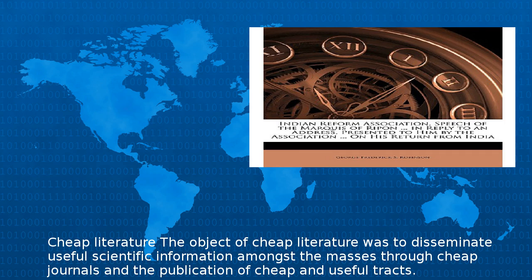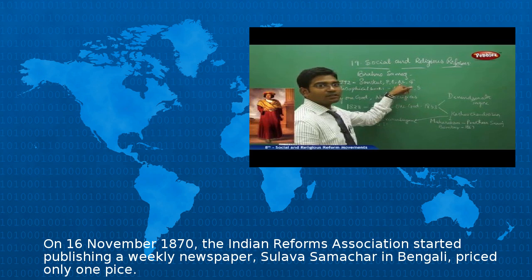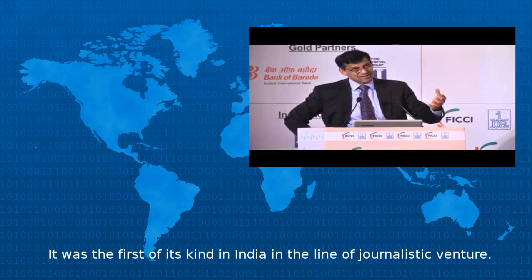Cheap literature. The object of cheap literature was to disseminate useful scientific information amongst the masses through cheap journals and the publication of cheap and useful tracts. On the 16th of November 1870, the Indian Reform Association started publishing a weekly newspaper, Sulabh Samachar, in Bengali, priced only 1 paise. It was the first of its kind in India in the line of journalistic venture.